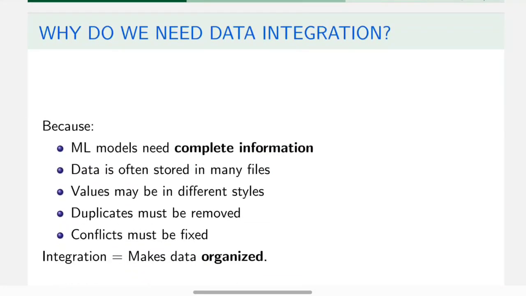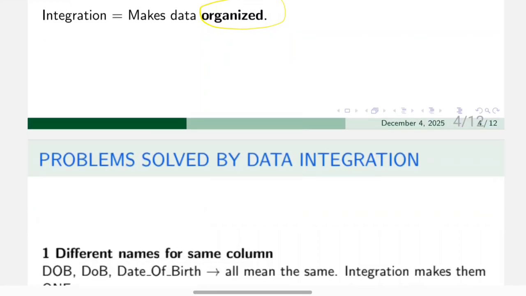So why do we need data integration? Data is usually stored in different files, right? The names of columns may be different, and the same person may appear many times. These are the complexities, and that is why we need to integrate the data. Machine learning requires complete, unified data. Data integration helps us create one clean final data set, and it makes the data organized. That is about data integration.